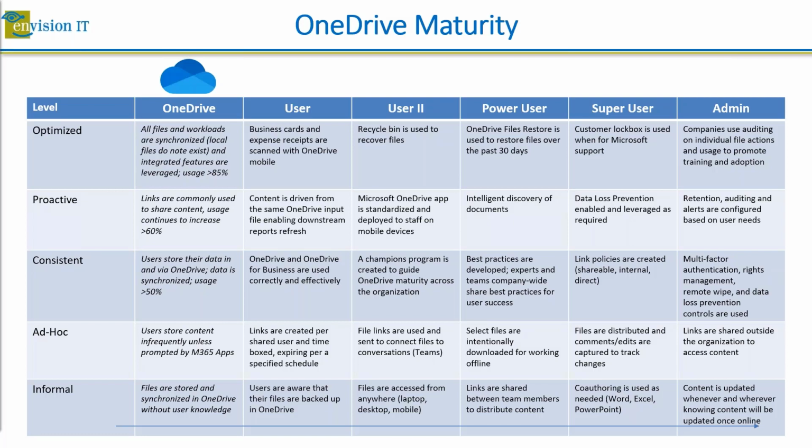We again want to make sure that content is distributed between team members via links. And then looking at super users, co-authoring is also something that's not only enabled, but used, needed, and available, meaning from a one-to-many or a many-to-one relationship, multiple people can leverage and edit documents from one file. And then within the administrative world, again, looking to see that content is updated whenever, wherever, knowing that that information is going to be online and available across the organization.